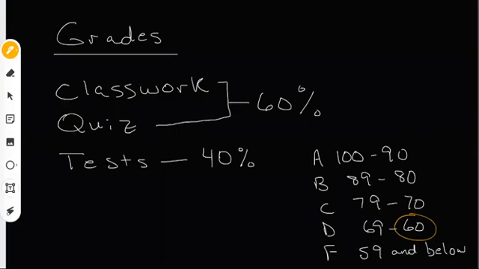So grades are going to be mostly classwork and quizzes, but you're also going to have tests. Typically, I'll try to do 2 tests per 9 weeks. And then the rest is either going to be classwork or quizzes. But for the most part, I typically try to do classwork. So let's talk about that classwork on the next slide.